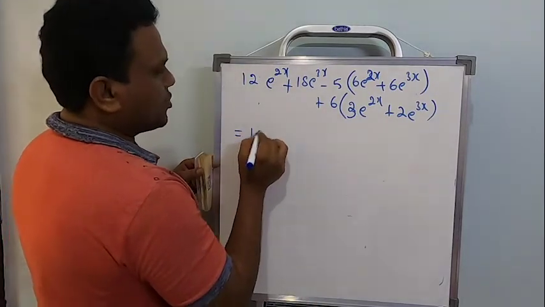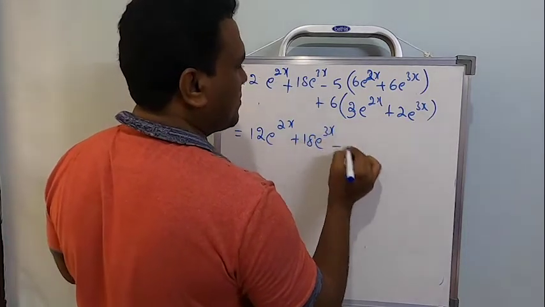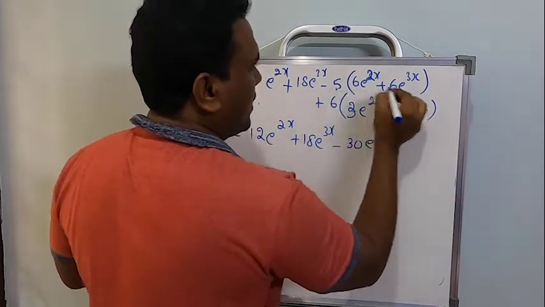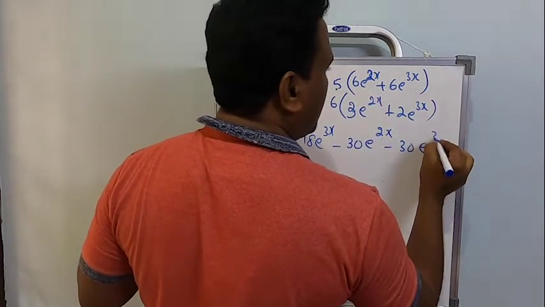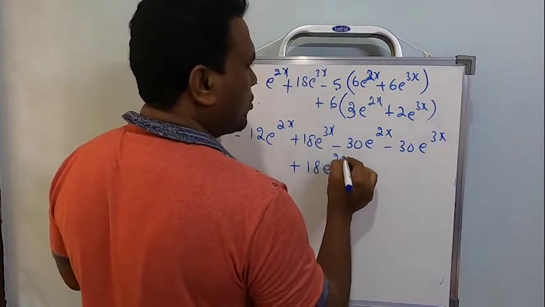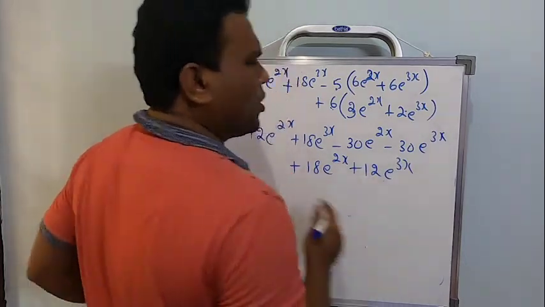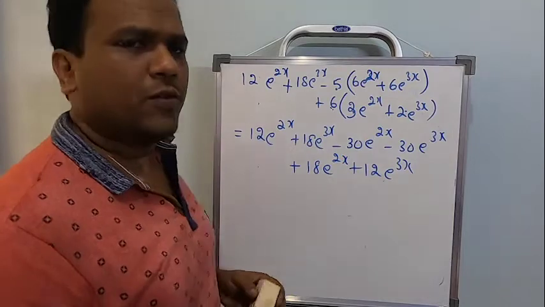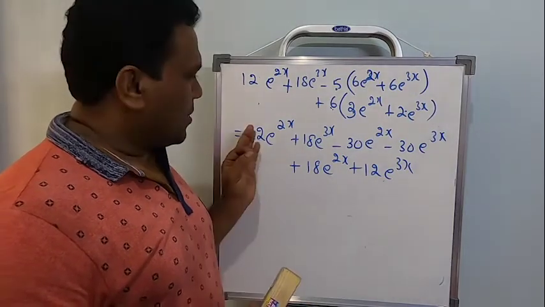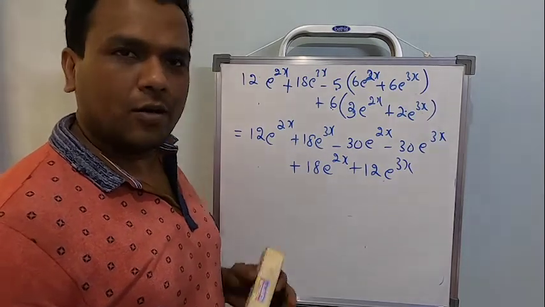So let's write the first term as it is, 12 e power 2x plus 18 e power 3x minus 5 into 6, 30 e power 2x, 5 into 6 minus 30 e power 3x plus 6 into 3, 18 e power 2x, 6 into 2 plus 12 e power 3x. Throughout this actually there are so many terms if you want to say, but actually there are only 2 terms. One is a term which contains e power 2x, another is a term containing e power 3x, right?